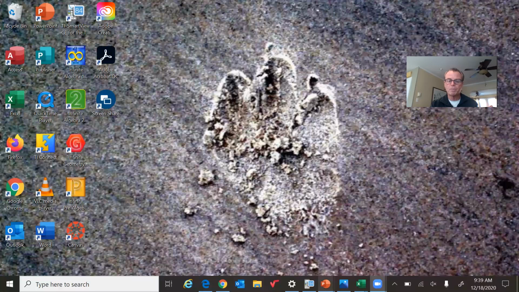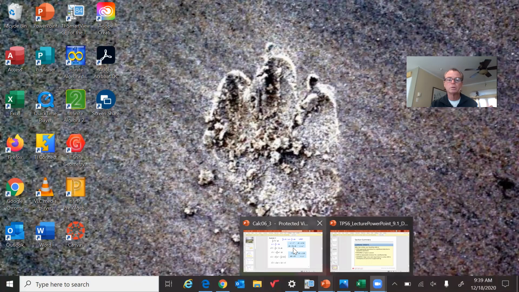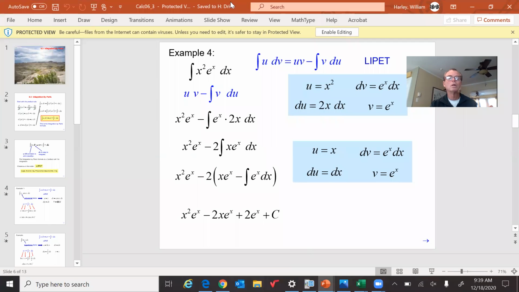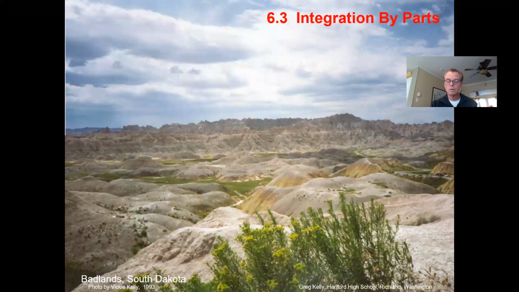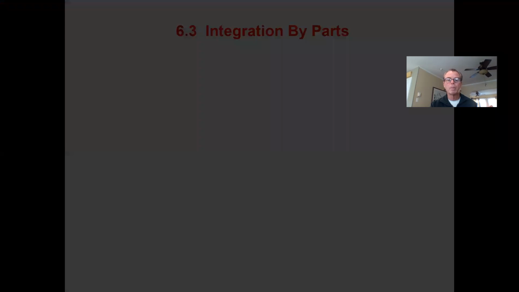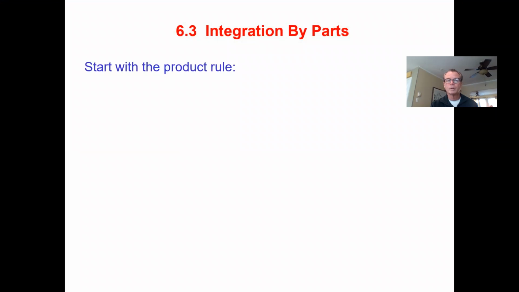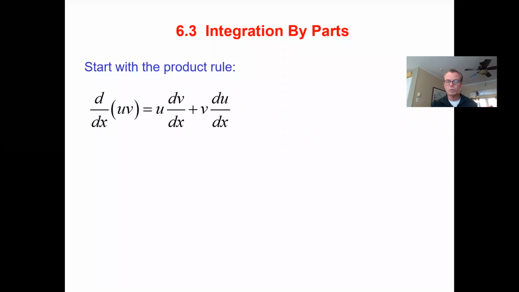So we're going to go through the PowerPoint first. And here's where the algorithm comes from. So there's the product rule from section 3.3.